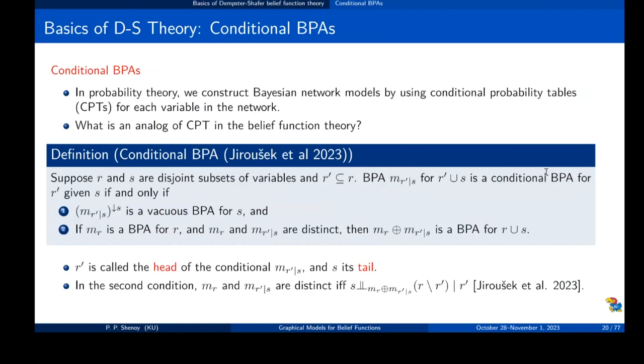So what does it mean for this to be distinct? My terminology: I will call R the head of the conditional, R prime here, and S will be the tail. In the second condition, distinct means, so it'll be easier if I say M R and M R prime given S are distinct if and only if, given R prime, I'm leaving out stuff in R minus R prime. That's because they're conditionally independent. With respect to the joint, S is conditionally independent of what I leave out. Okay. So if I have a graphical model.